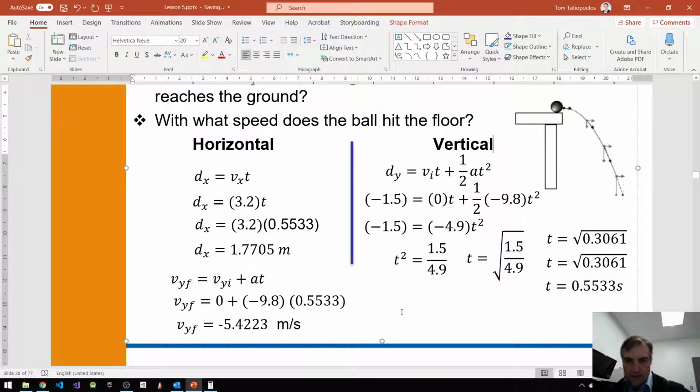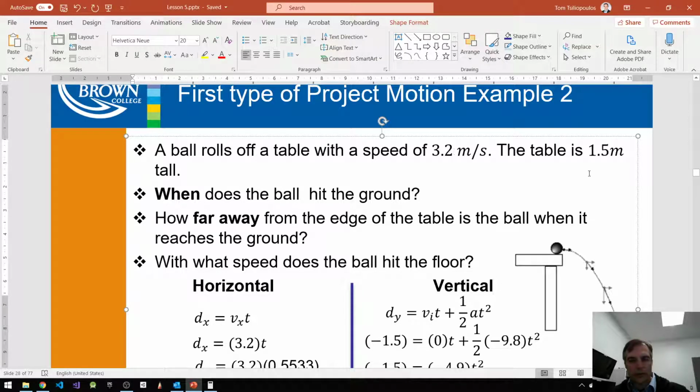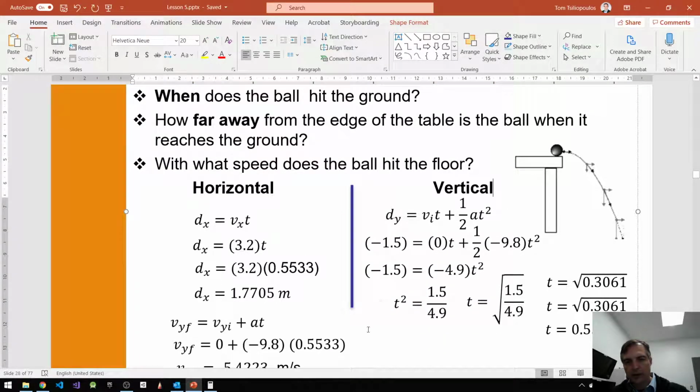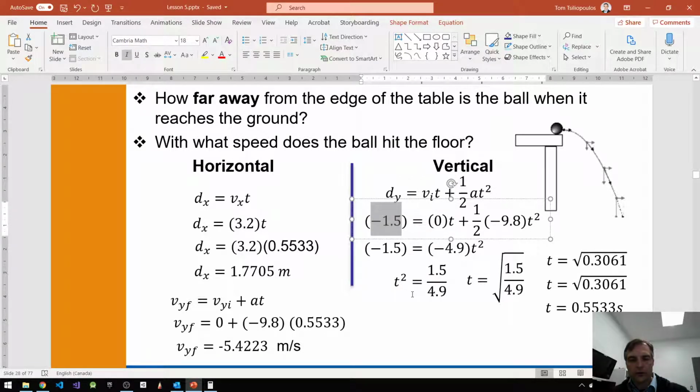Hopefully you saw that. We started off by using the component equations for both the horizontal and vertical axes. Given the information provided to us, 3.2 meters per second and a table height of 1.5 meters, we set the axis at the top of the table and then started plugging in the different information. The one tricky part might have been this 1.5, which is normally 1.5 meters, and you see this is a height. This could be seen as different if the initial height was a positive number. If, for example, we started our axis down here, this would be 1.5 meters instead of negative.